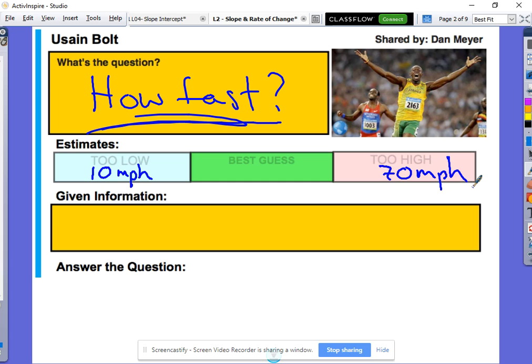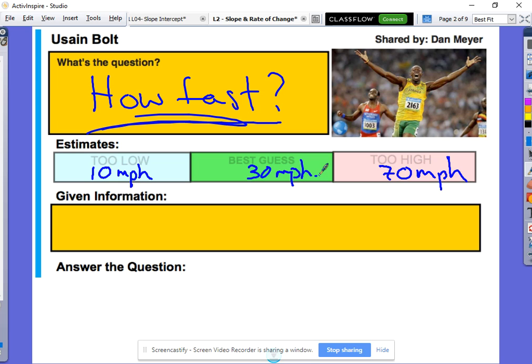Best guess. Hope you share some of your best guesses with the class. See what you think your best guess is. I'm going to guess maybe 30 miles per hour, something like that. I might be too fast. It might be too slow. Hard to say, right? So we've got to figure out some of our given information.